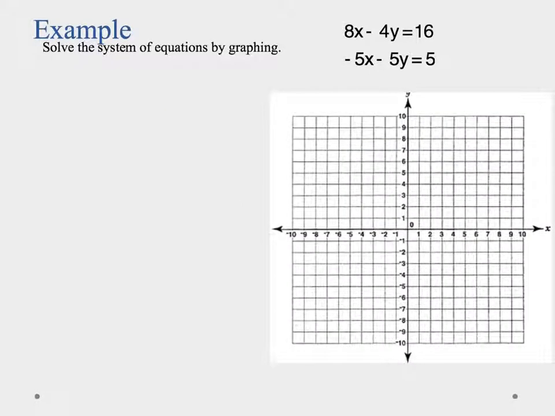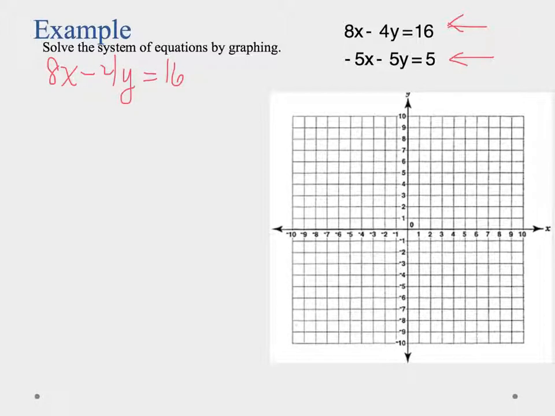So here we have our first example, which tells us to solve the system of equations by graphing. Now we practiced in class graphing these, so I'm pretty confident that you guys can graph equations and graph lines. However, if you look at these equations, they're not the same type of equations that we graphed in class. Let's look at 8x minus 4y equals 16.